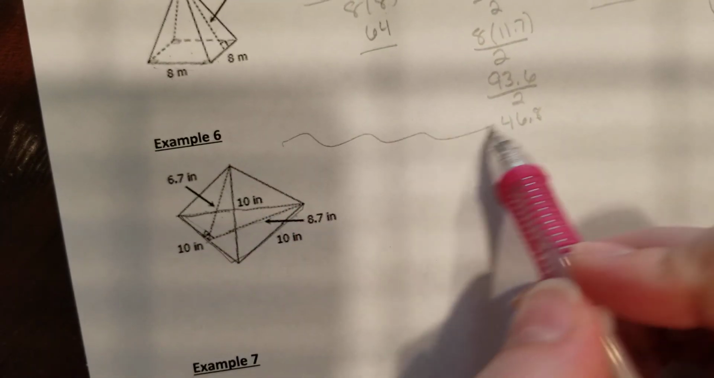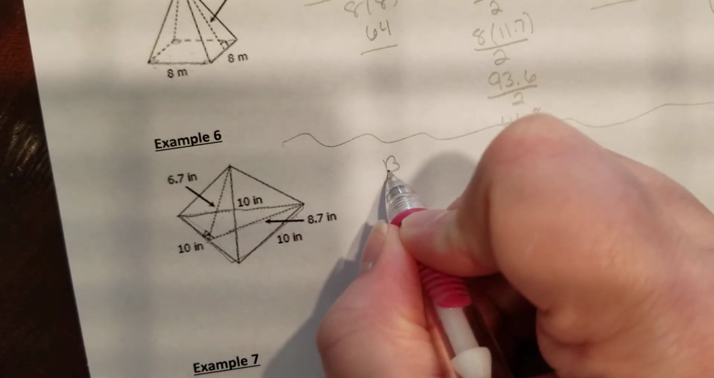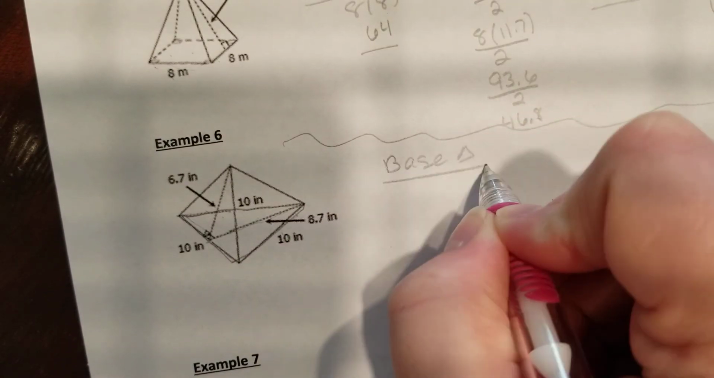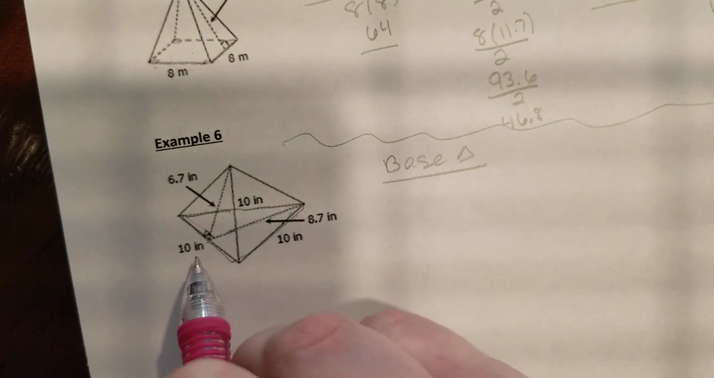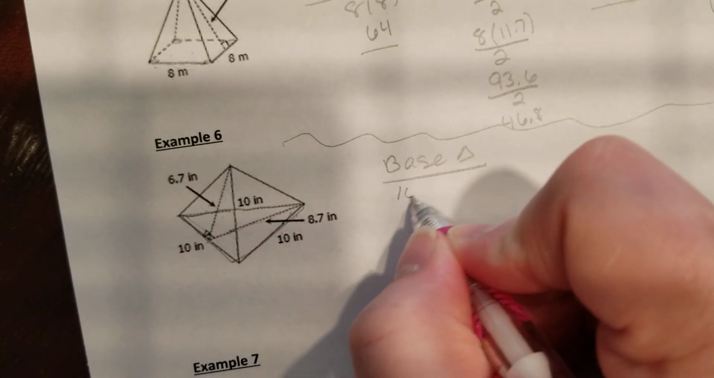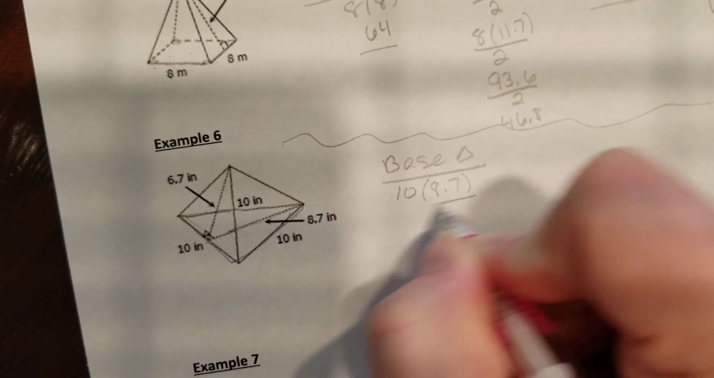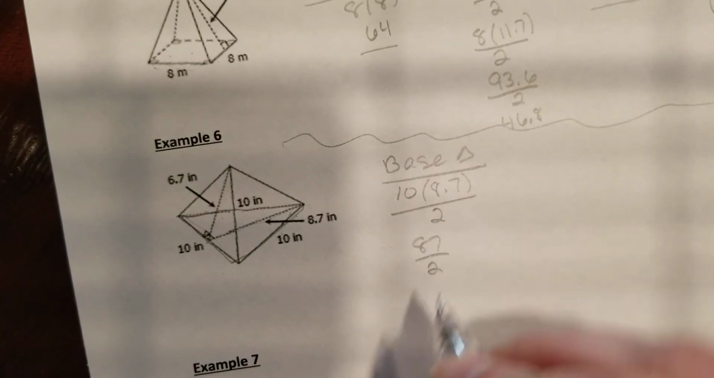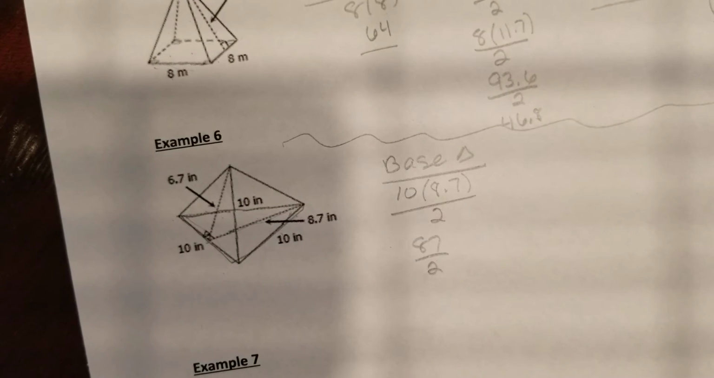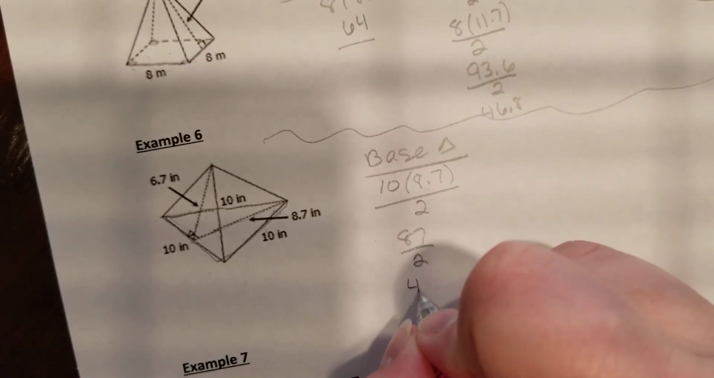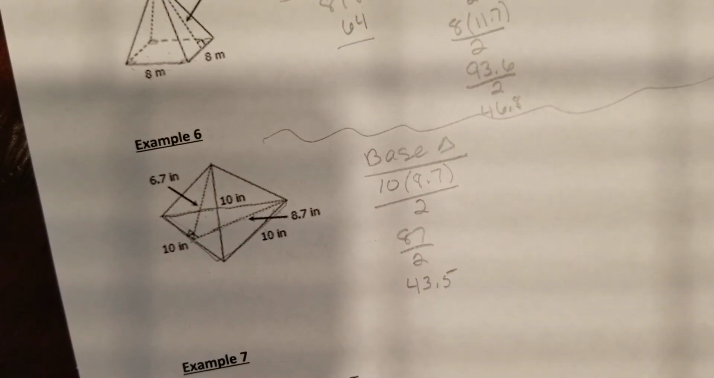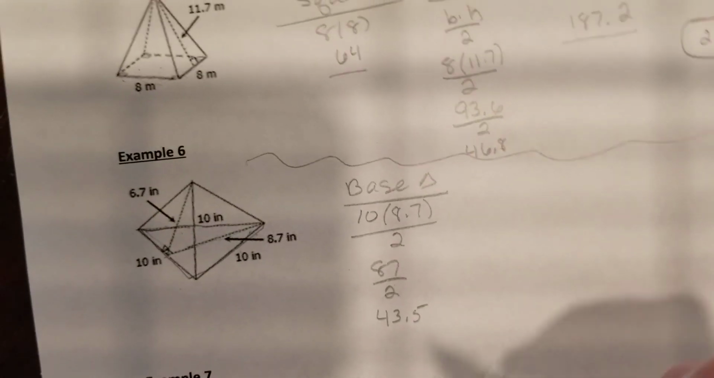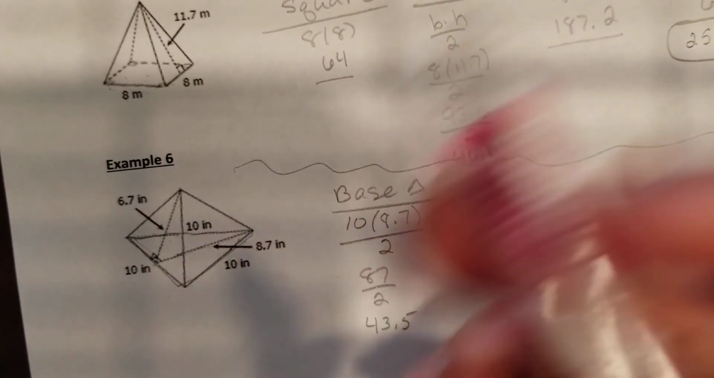So we're going to find the base triangle. So its height was 8.7 and its base is 10. So we have 10 times 8.7 divided by 2. So we have 87 divided by 2. So 87 divided by 2 is 43.5.